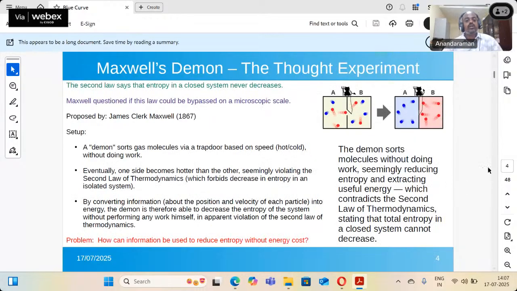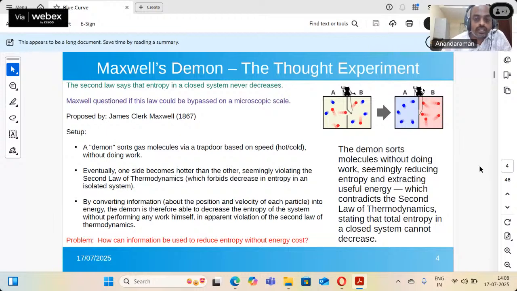So there was a thought experiment. We should brush up the second law of thermodynamics. The second law of thermodynamics states that the entropy in a closed system will never decrease. It will always increase. But James Clerk Maxwell in 1867 proposed a thought experiment to show that the second law of thermodynamics will not work on the microscopic scale.